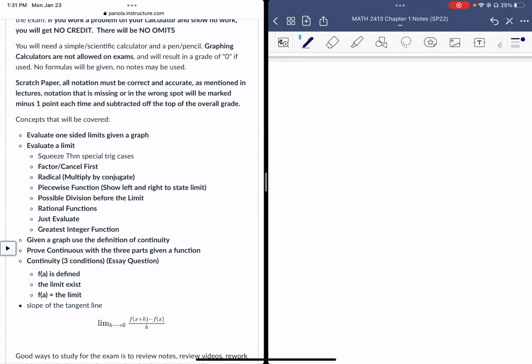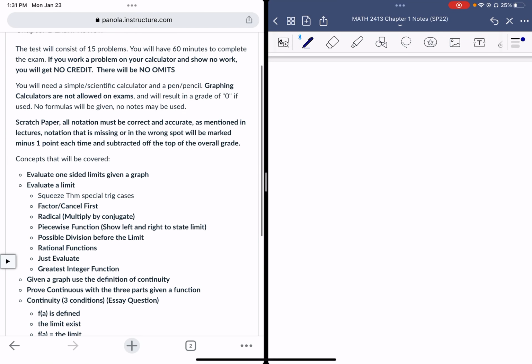I just want to walk through the review with you and help you make sure you understand what's being asked and how to prepare. This is the review that you have posted in Canvas. It says the test will consist of 15 problems. You'll have 60 minutes to complete the exam. It will be 15 problems.